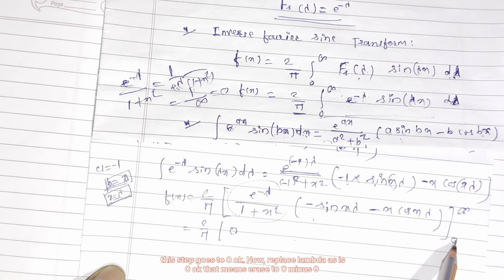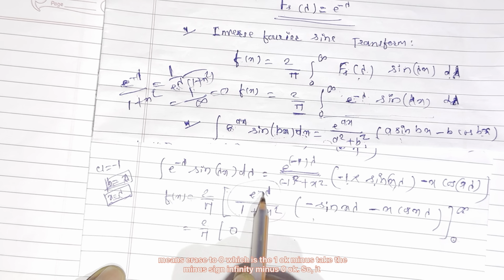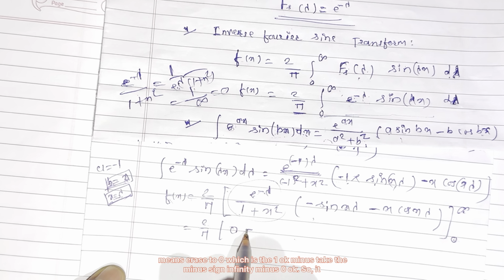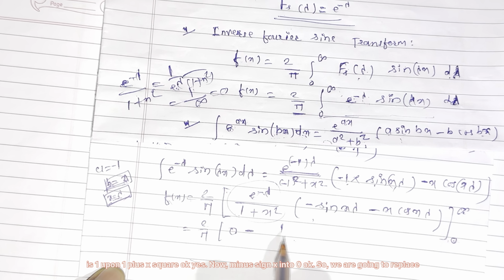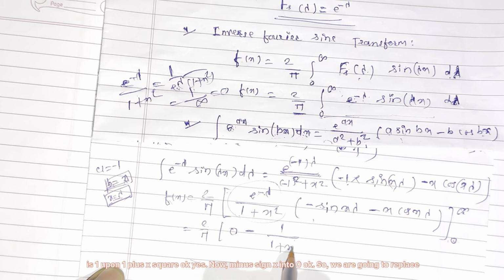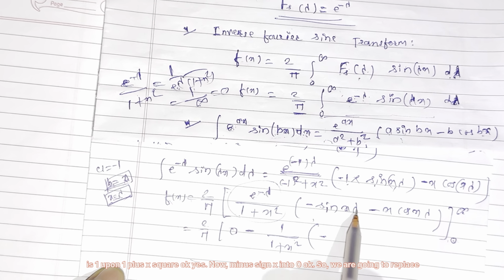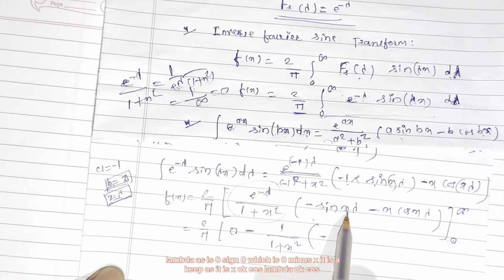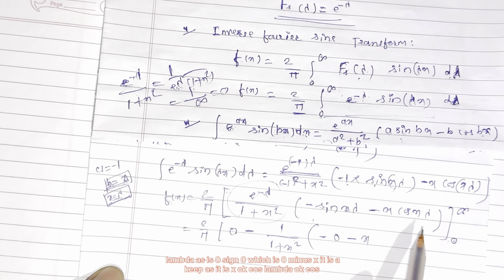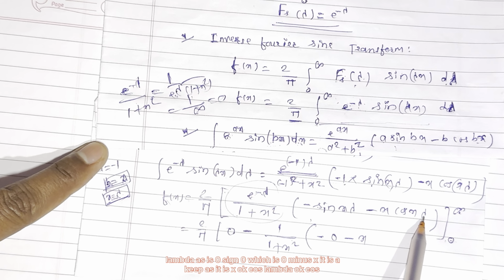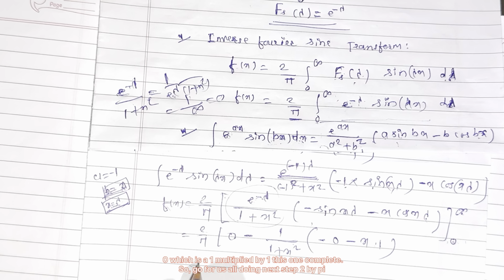Now replace lambda as 0. That means e raised to 0 is 1. Take the minus sign, infinity minus 0, so it is 1 upon 1 plus x square. Now minus sine x into 0: we replace lambda as 0, sine 0 is 0, minus x is kept as it is, x cos lambda, cos 0 is 1, multiplied by 1, this one complete. So go for the solving.